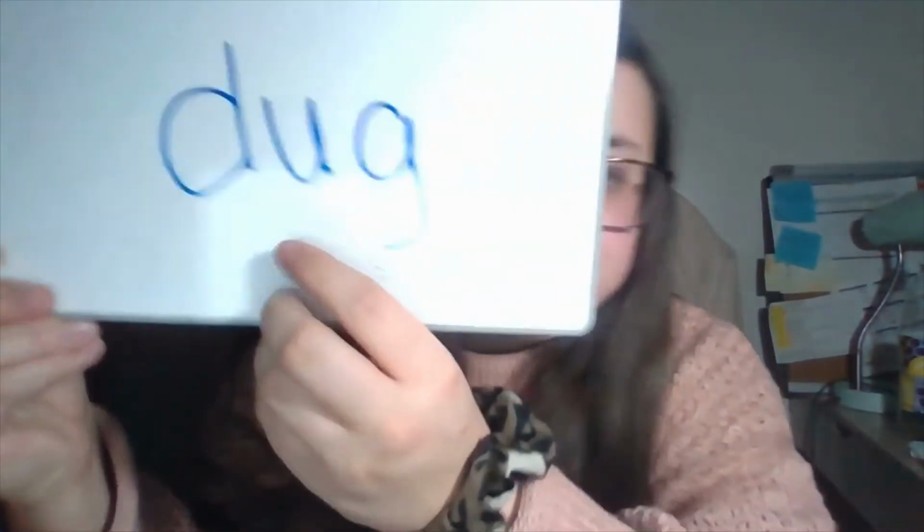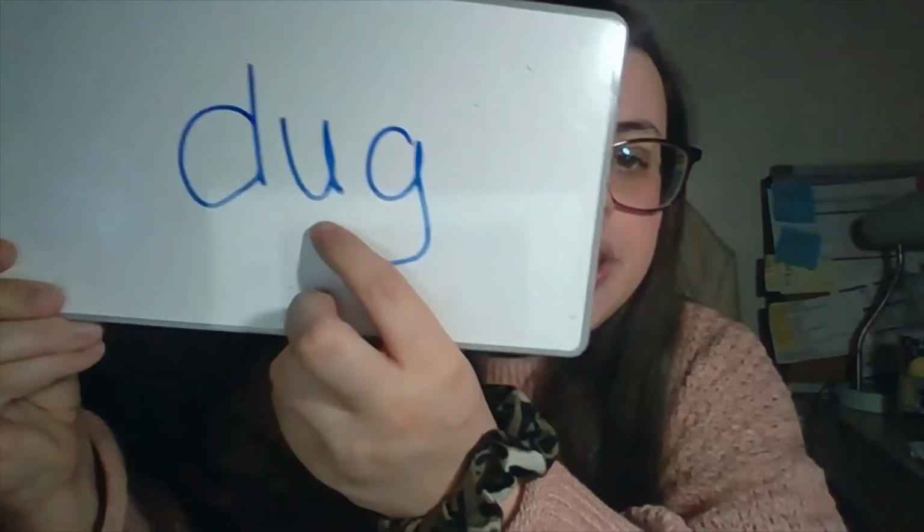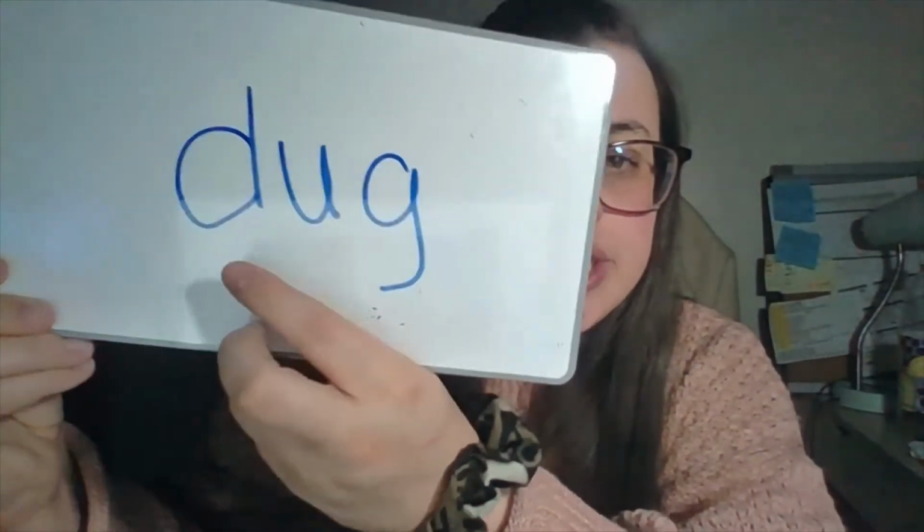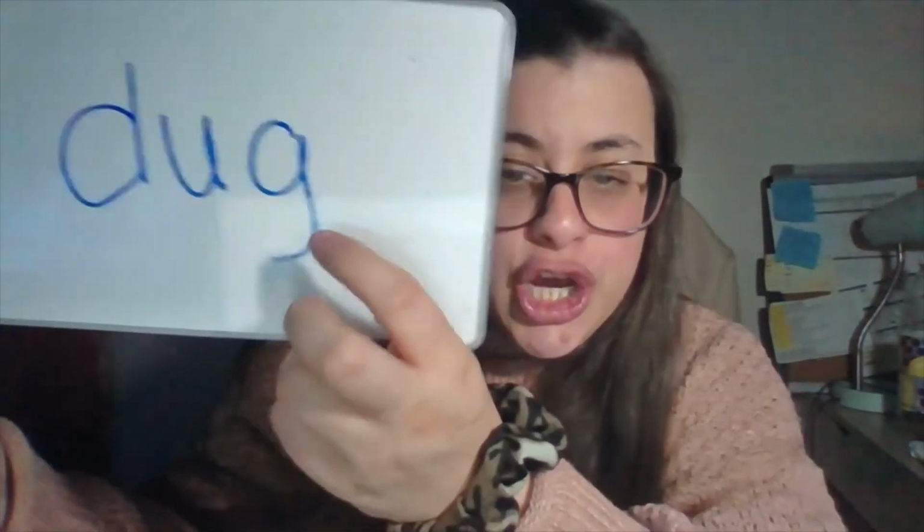All right, here we go. Next word. Dog. Dog. D, o, g. D, o, g. Dog. All right, next word.